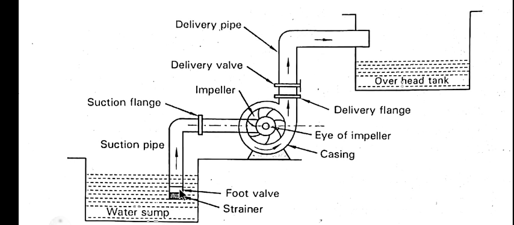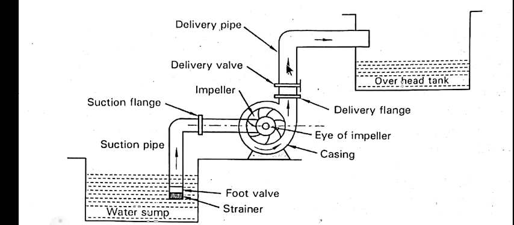The suction pipe is fitted with footwall and a strainer. The strainer avoids the entry of any foreign material into the suction pipe, while the footwall is a non-return or one-way valve. This is called as one-way or non-return valve that opens only in the upward direction so as to prevent the suction pipe draining out when the pump stops. When the pump stops working, it will prevent it from draining out.